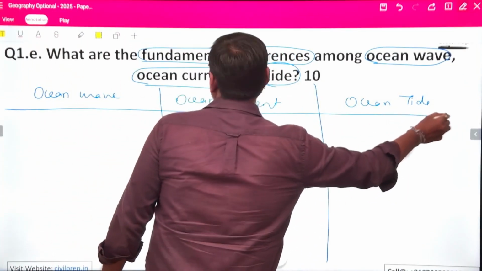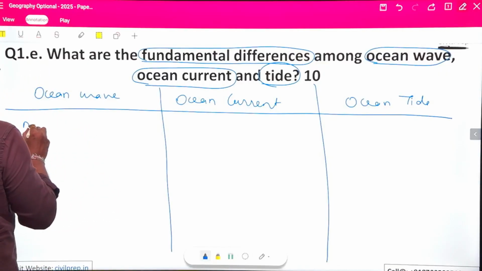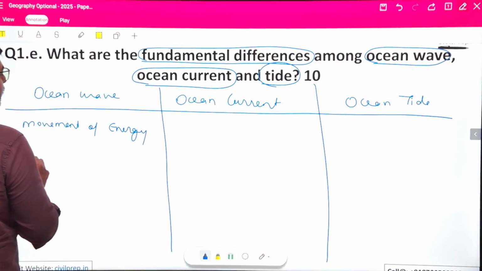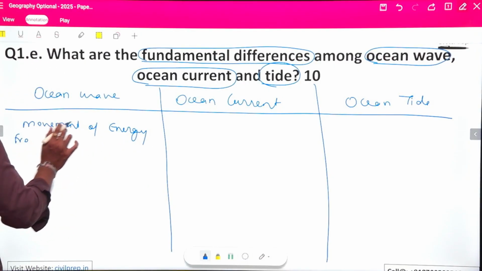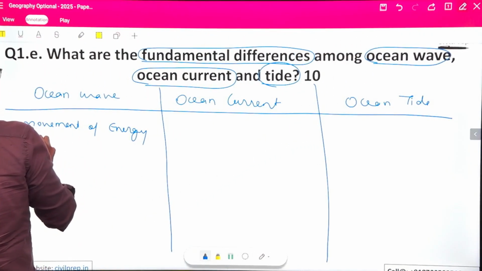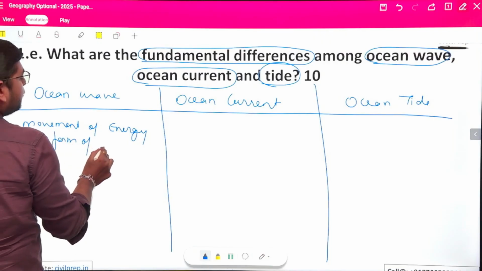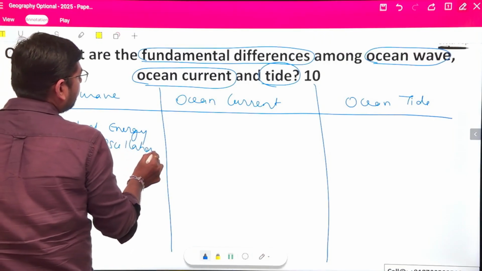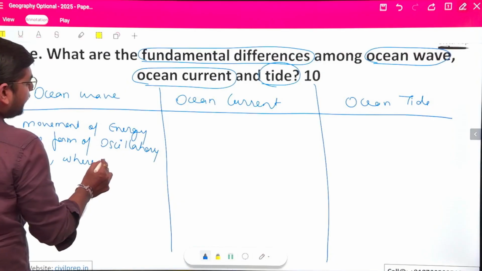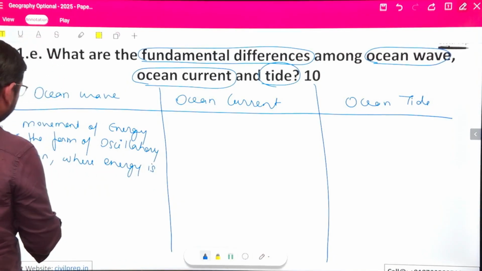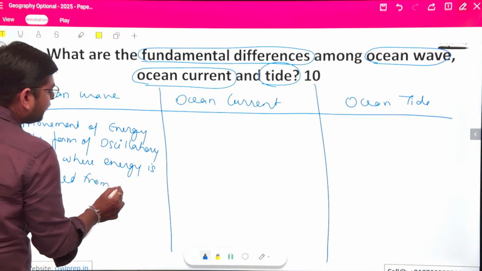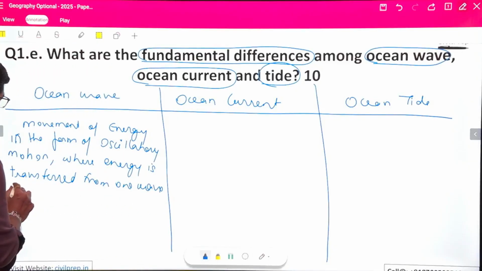Basically, here we'll be seeing that ocean wave is basically the movement of energy, okay, in the form of oscillatory motion, where energy is transferred from one wave to another wave.